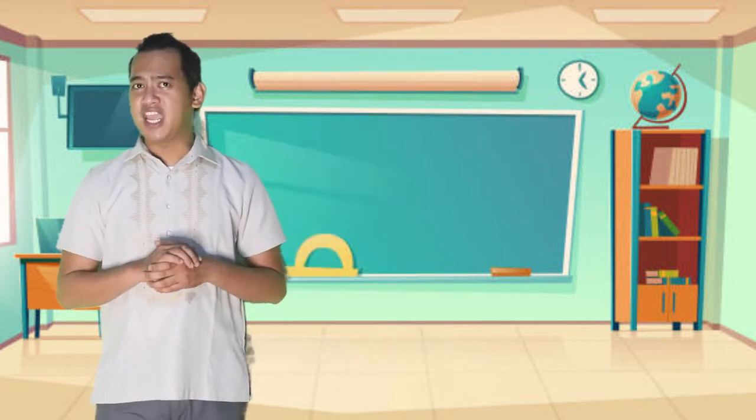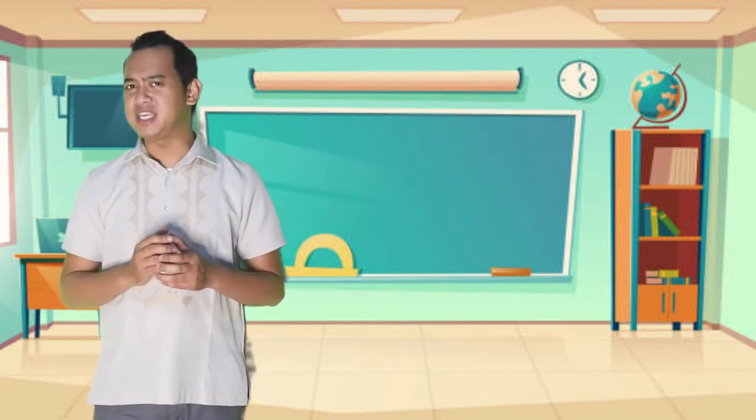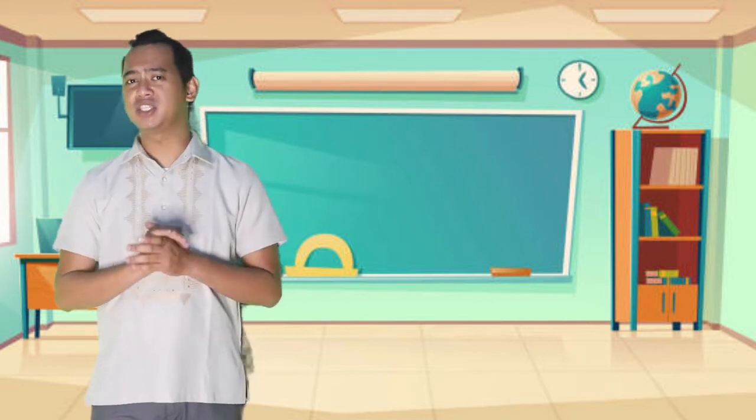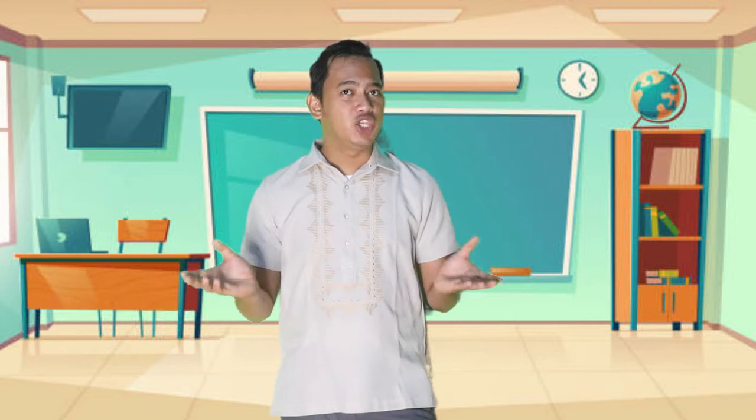The third type of claim is what we call claim of policy. The word policy suggests that we answer the question, what shall we do? For example, you presented data from the Department of Health showing the number of COVID-19 positive cases is increasing. Your claim of policy could be, we should stay home and follow the health tips recommended by the government. Did you see how it answers the question, what shall we do?